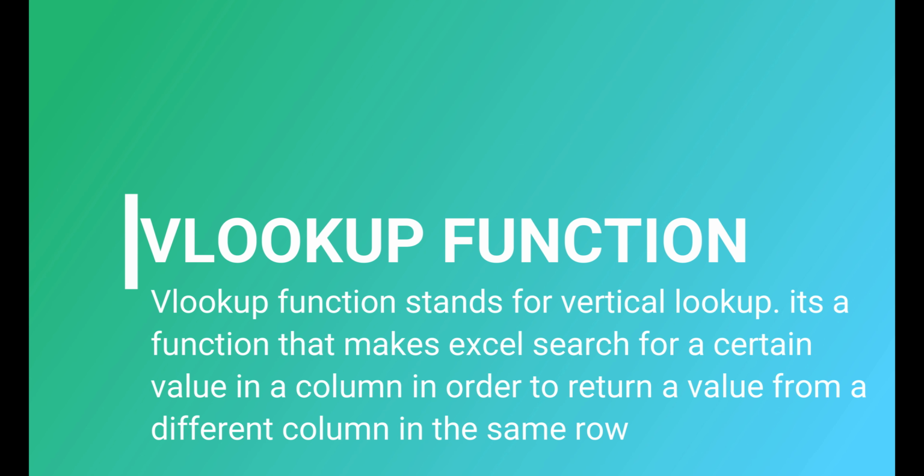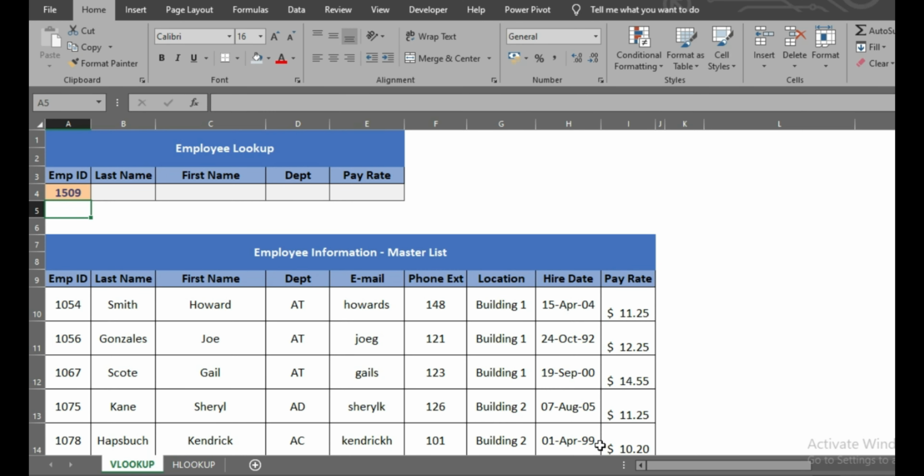Here, as an example, we have this table which contains the employee name, last name, first name, department, email, phone, extension, location, hire date, and pay rate. And here we want to look up the last name, first name, department, and pay rate based on the employee ID that is being provided for us here. So in this section, we'll get to understand how we can actually use the VLOOKUP function.